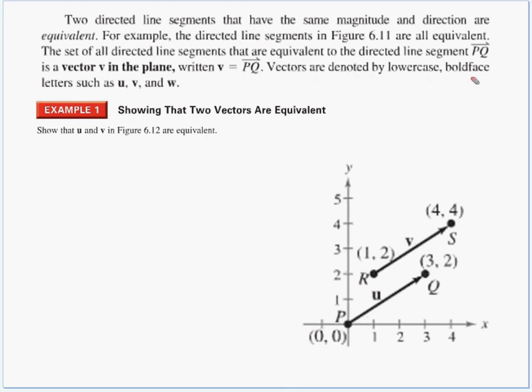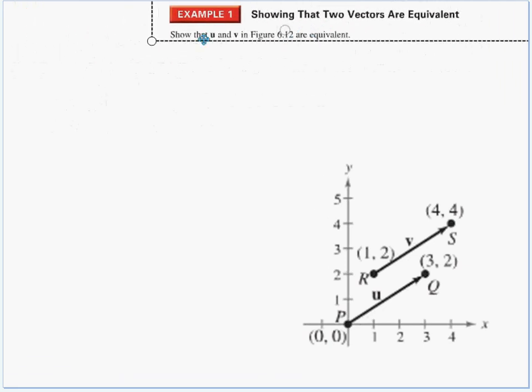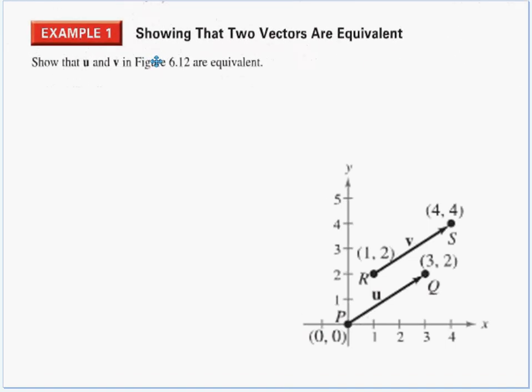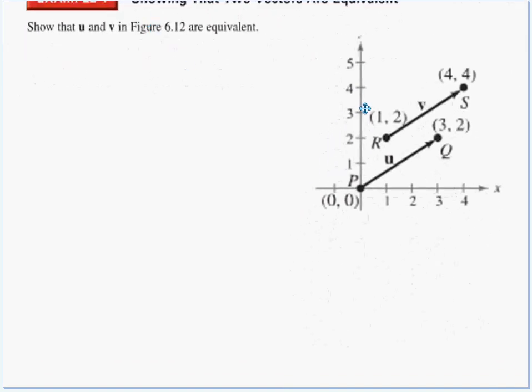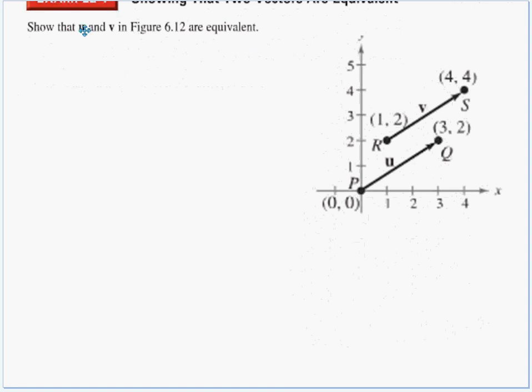Vectors are denoted by lowercase boldface letters. The most common you'll see are u, v, and w. So here in example 1, the directions show that vectors u and v are equivalent. So by the phrasing of the directions, we should get the affirmative when we do our algebraic check that these vectors u and v are equivalent. First, let's look at their magnitudes or their lengths. If the lengths are the same, they might be equivalent.